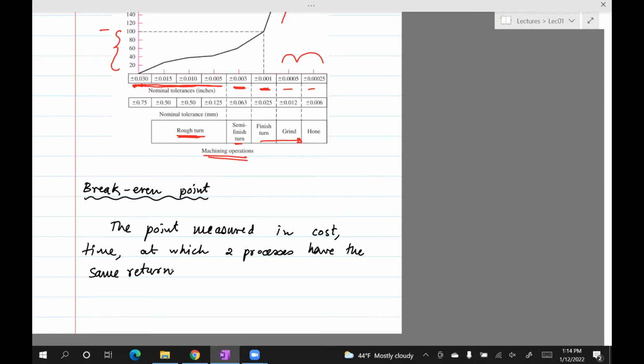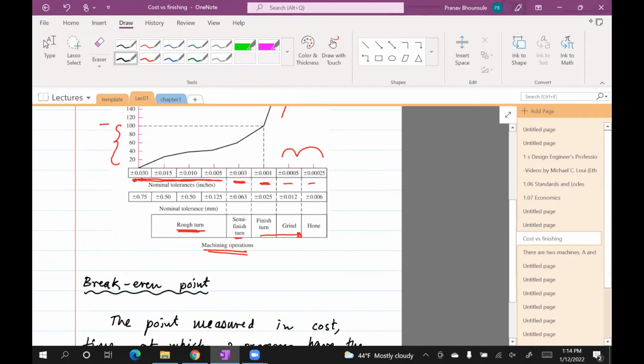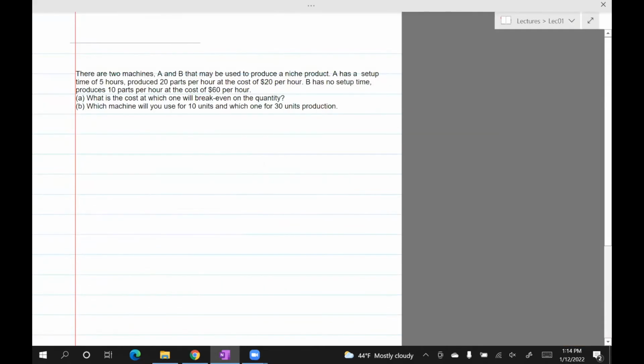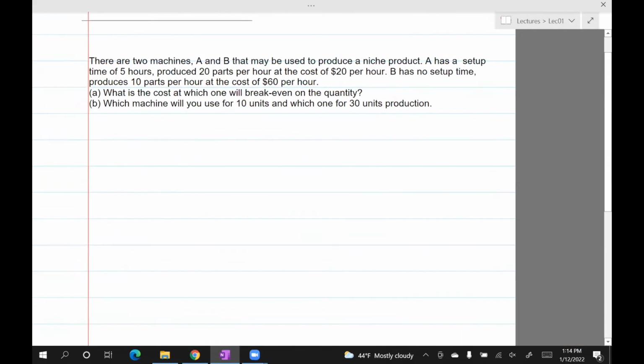And so here is a problem which probably illustrates how to compute the break-even point for a hypothetical problem. Again, this problem is in the handout. You have downloaded it, you can continue with me, or if you want, taken a printout, that's fine too.